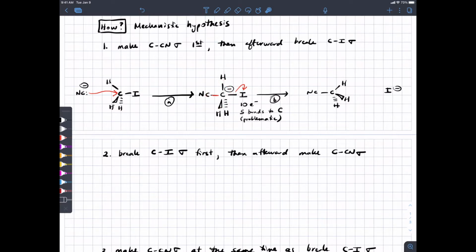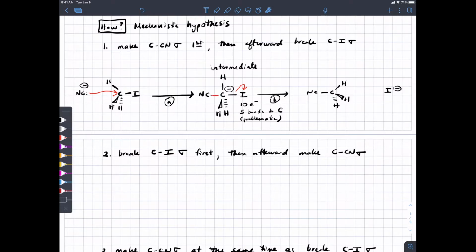And then also, a spoiler alert: here we've proposed that this is an intermediate, but it turns out this is a maximum in energy. So this is actually a transition state. If you were to do the calculations, you would observe that this is the energy high point. So that means it's not an intermediate. You don't pause at this state. That's the maximum in energy.